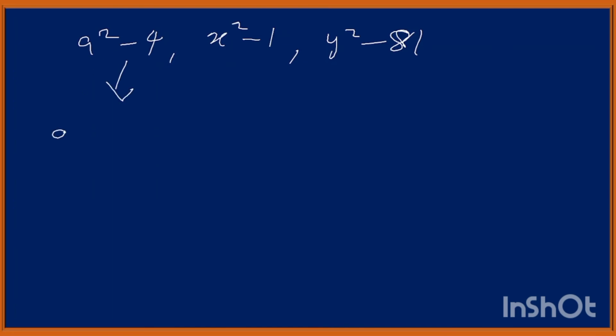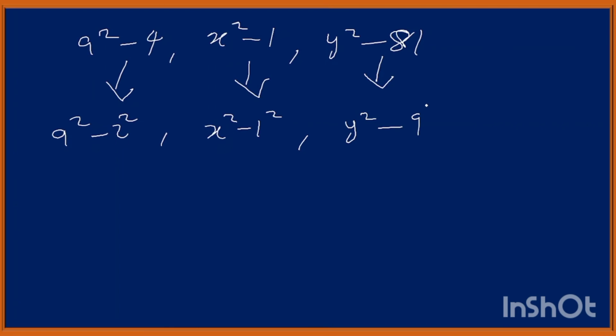If I have quadratic expressions like a squared minus 4, x squared minus 1, y squared minus 81, these are in the form of difference of two squares, because the first is the same thing as a squared minus 2 to the power 2, because 4 is the same thing as 2 to the power 2. This other expression is the same thing as x squared minus 1 to the power 2. This other expression is the same thing as y squared minus 9 to the power 2. So this is a difference of two squares.